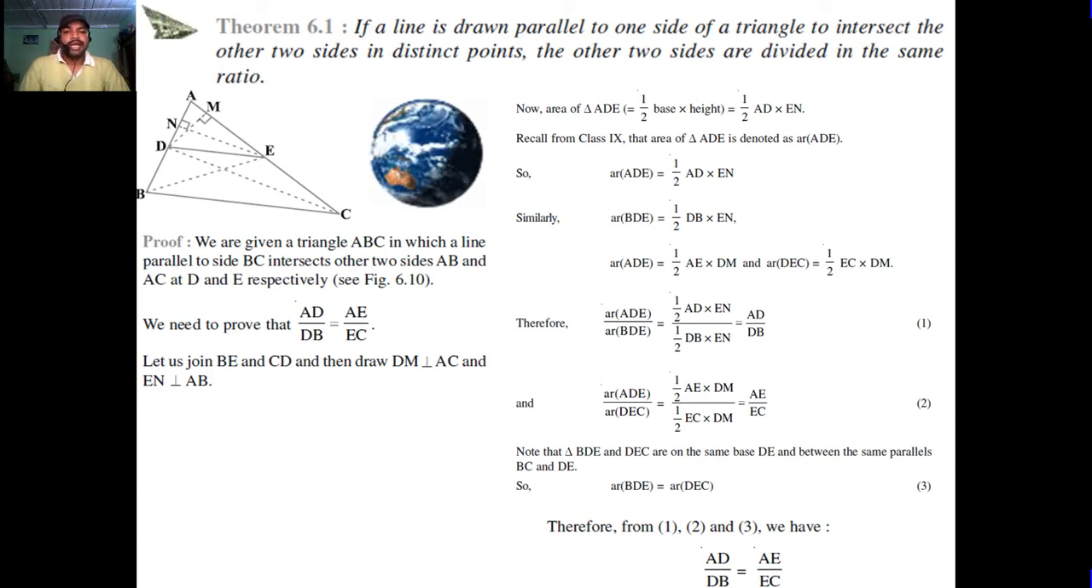Now similarly, area of ADE upon area of DEC is equal to 1 by 2 AE into DM upon 1 by 2 EC into DM. That is AE upon EC, equation number 2. Note that triangles BDE and DEC are on the same base DE and between the same parallels BC and DE. So area of BDE is equal to area of DEC, equation number 3. Therefore, from first, second and third, we have AD upon DB is equal to AE upon EC.